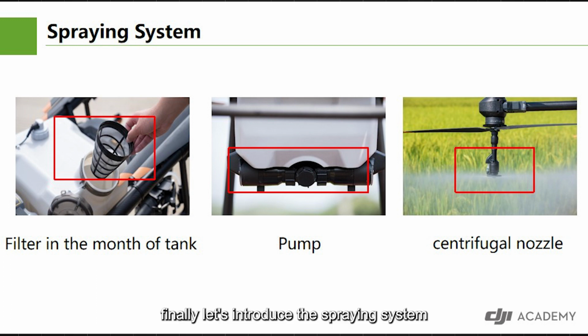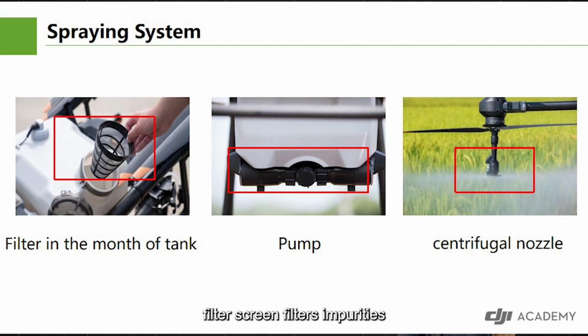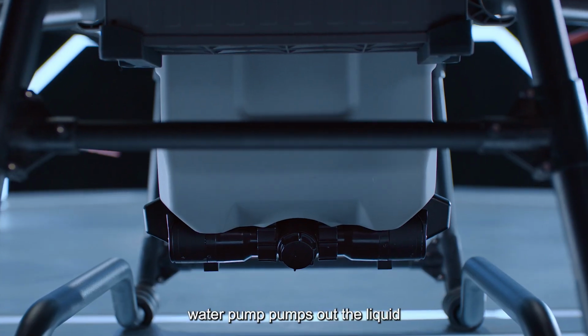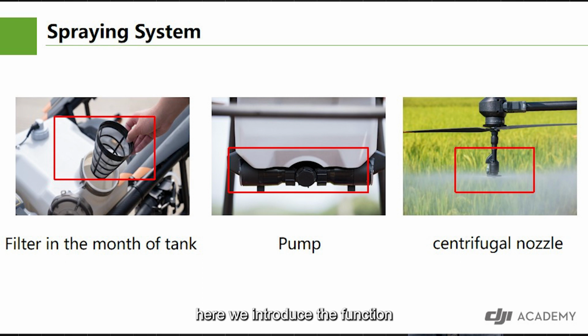Spraying system. Finally, let's introduce the spraying system of agricultural drones. DJI Agras T40 and T20P use a centrifugal spraying system which consists of a spraying tank, filter screen, impeller pump, and dual atomized sprinklers. The tank carries the liquid, the filter screen filters impurities, and the water pump pumps out the liquid, which is then atomized by nozzles. Here we introduce the function of each component in detail.